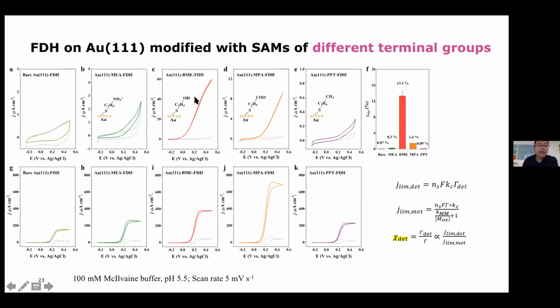When the terminal group is the OH group, which means non-charged but a slightly hydrophilic terminal, we can see a very clear catalytic response to fructose. If the terminal is a negatively charged COO group, we can also get some catalytic response. If the terminal is no charge and a hydrophobic surface, the response is much smaller. The curves below are when we add in the mediator ferrocyanide.